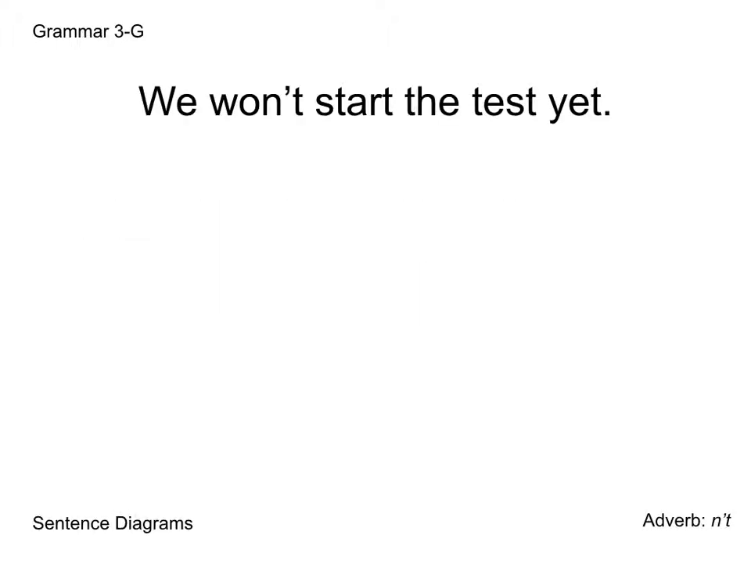So now let's look at how we're going to diagram n't as an adverb. So here we have the sentence, "We won't start the test yet." First, let's find our subject and verb phrase. Those will usually be the easiest things when we're working with sentence diagrams. So we have "we" as our subject, and remember that "won't" is a contraction of "will not." So our verb phrase will be "will start." And then let's find our other parts of the sentence. What won't we start? The test. The test is receiving the action of being started. So that is our direct object.